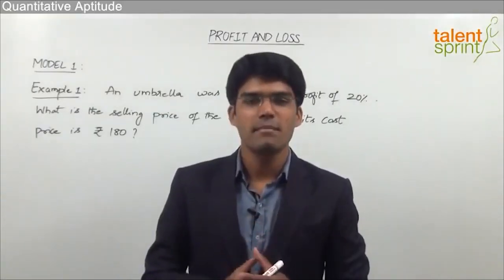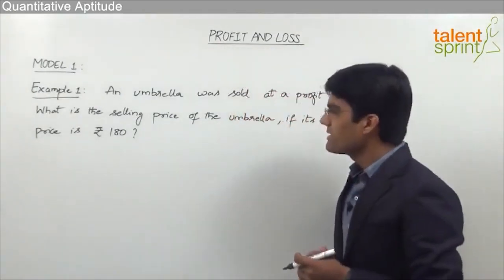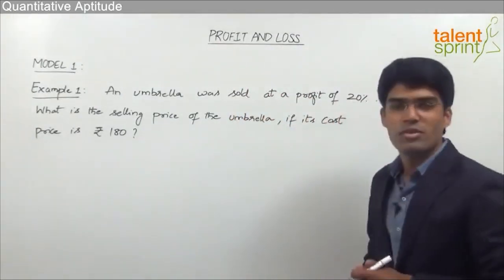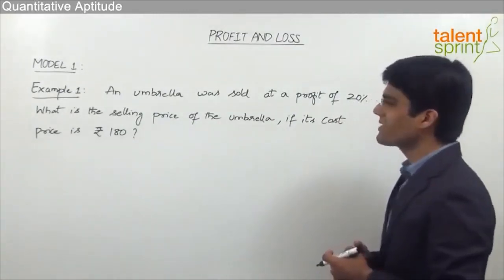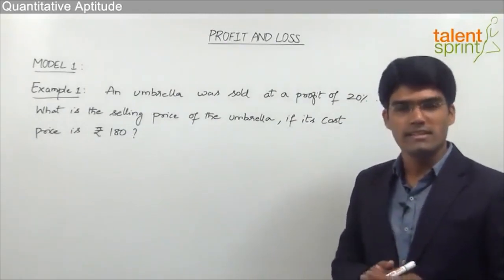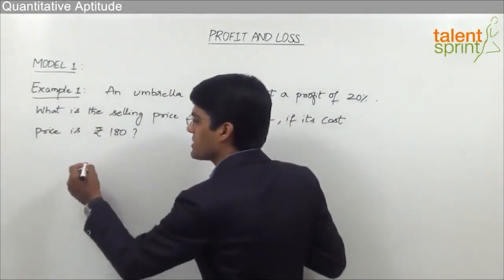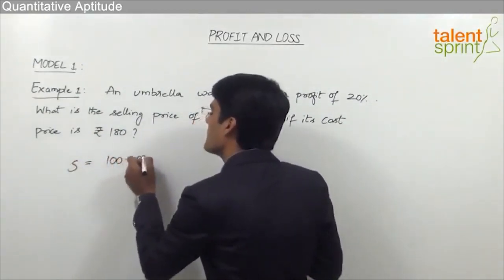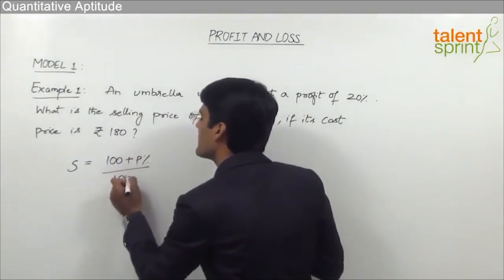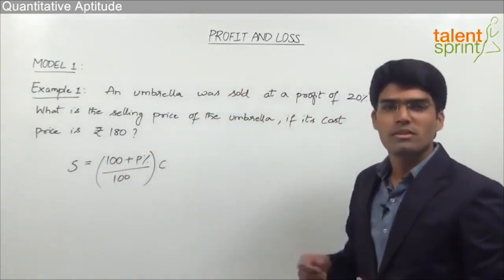Let us now take an example on the concept of model 1 that we have just discussed. The question here is, an umbrella was sold at a profit of 20%. What is the selling price of the umbrella if its cost price is rupees 180? Now, as we have discussed earlier, to solve these types of questions, we can say that selling price will be equal to 100 plus profit percentage divided by 100 into cost price. So this is the formula to be used to solve this question.